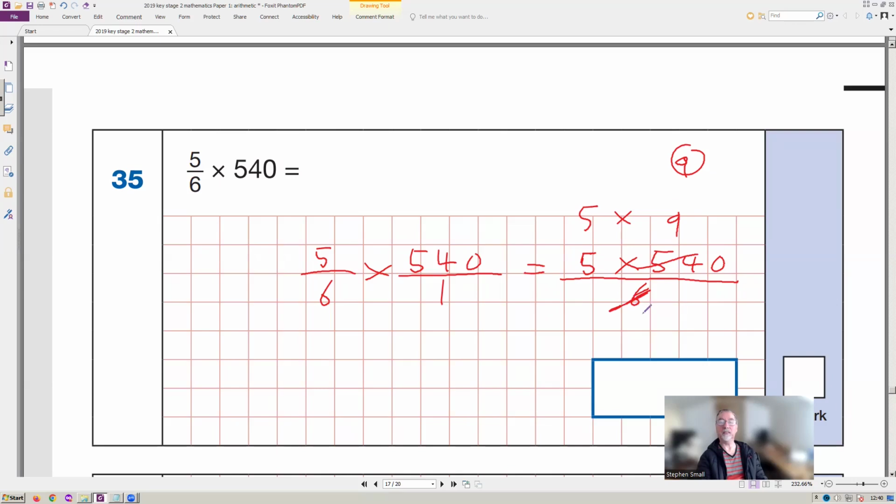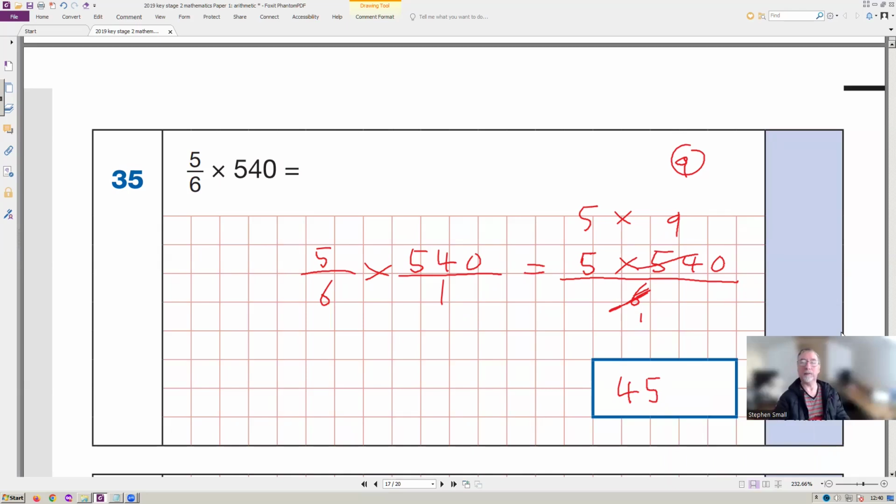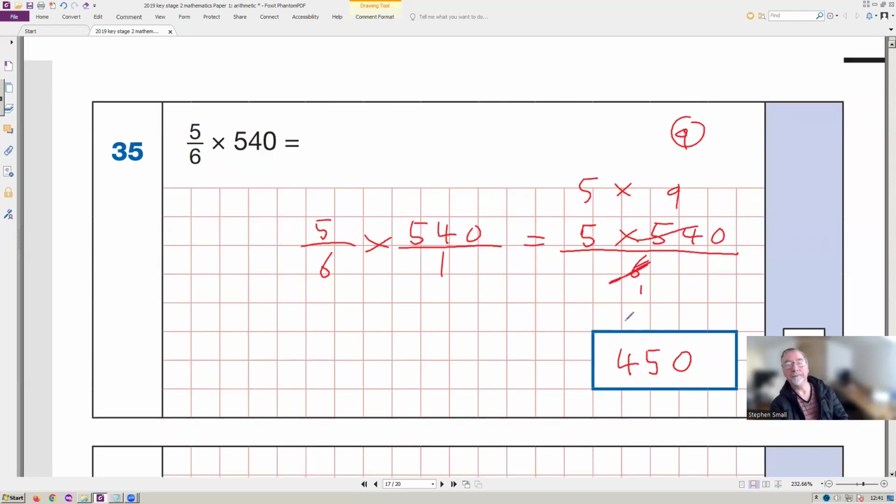And now 6 goes into 6 1. So we're over 1. So now you just go 5 9s. What's 5 9s? 45. And the 0 on the end. Don't forget the 0. So that 0 remains. And it's about right. 5/6 is close to 1, isn't it? Only one more fifth to make it 1. So it's not going to be that much smaller than 540. 450 sounds about right to me.